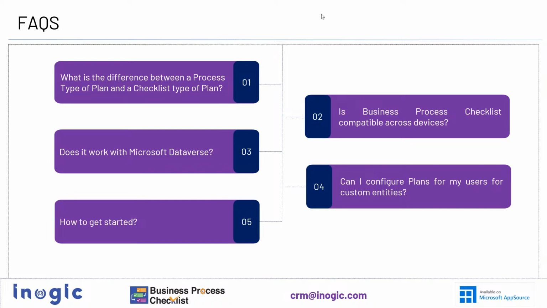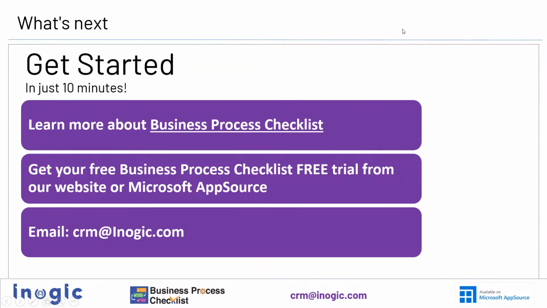And the last one, how to get started? Well, I'm delighted to invite you to explore the business process checklist and its incredible impact on businesses. To get started, I highly encourage you to download a fully functional 15-day trial from our website inogic.com or from Microsoft AppSource. Once downloaded, please configure the solution to gain a comprehensive understanding of its capabilities.